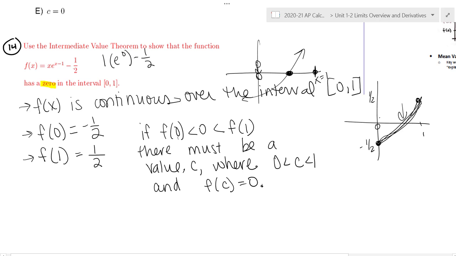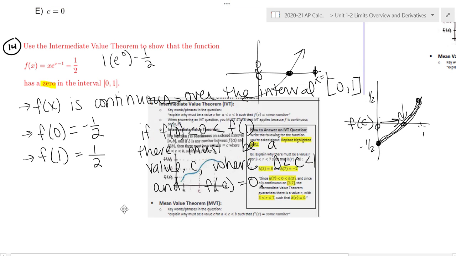So all we're saying here is that we want that output to be 0, and we know that f of 0 is negative 1/2 and f of 1 is positive 1/2. So there must be a value, and I made up the variable c. You can use whatever variable you want, where c is an input that is somewhere between 0 and 1. So going back to my graph, somewhere between 0 and 1, that f of c has to be 0.